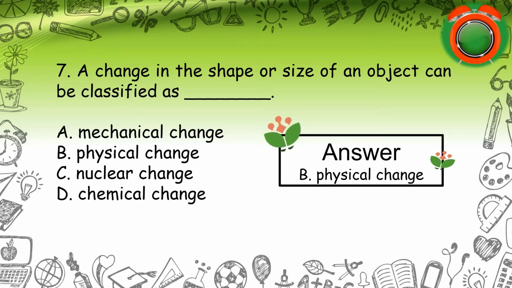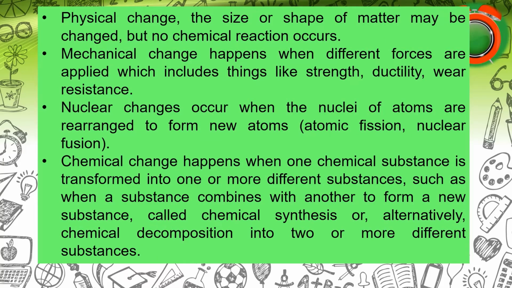Physical change. A physical change can happen when there is a change in size or shape of matter, but there is no chemical reaction. So you can chop a certain thing, make it smaller, or you can put things together to make it bigger. That is just physical change.